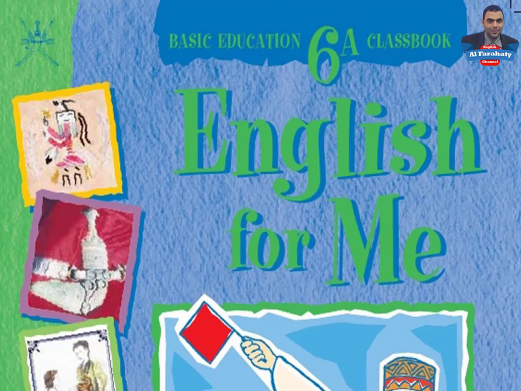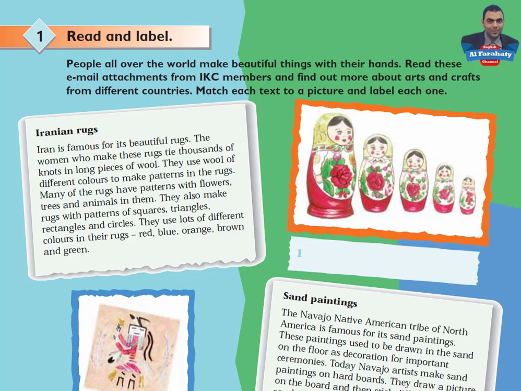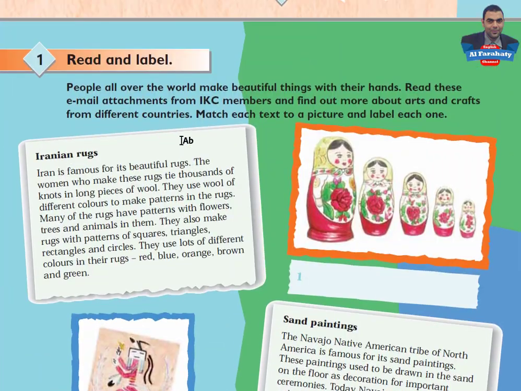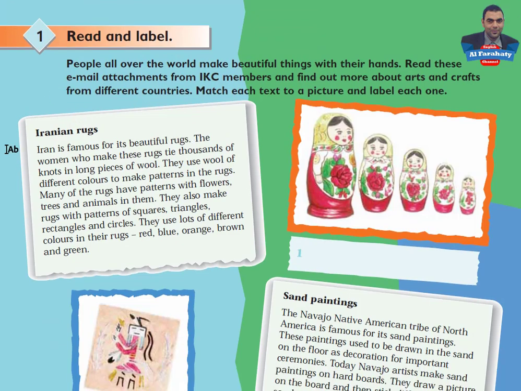Please open your class book to page 4. Yes, this page. Go to Activity 1. Read and label. What's the aim of this activity?